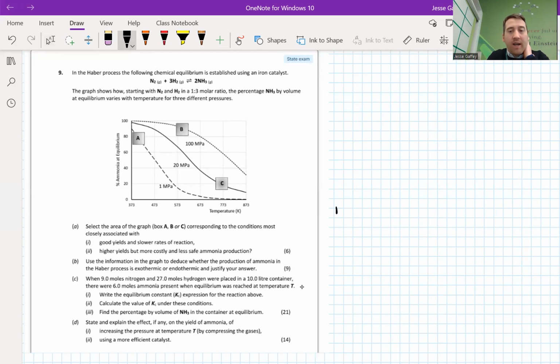Okay, you should have got a Kc equal to 0.103. If you didn't get this, guys, you need to go back and have another look and see what you did wrong. So pause the video and do that one for me now.